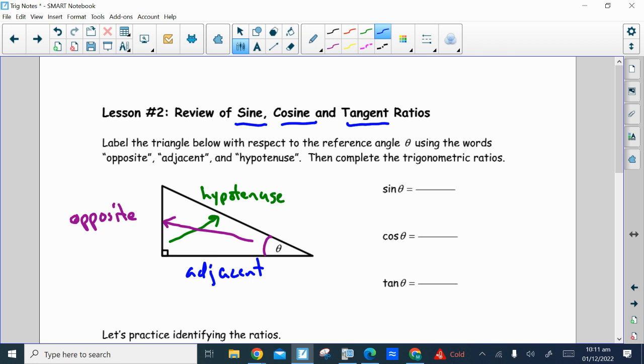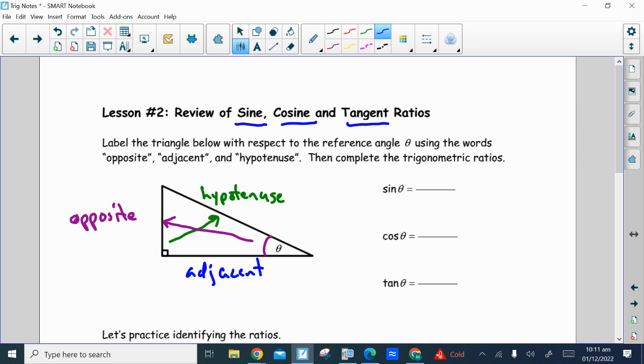Adjacent actually means beside or close to. You see, this side is beside the angle theta. It's close to the angle theta. Now you might argue, well, the hypotenuse is as well, and that's true, but we've already labeled that side. The side across from the right angle has to be the hypotenuse. So this is how we're going to label our three sides of our right triangles.